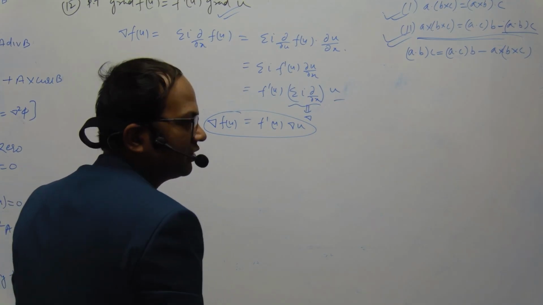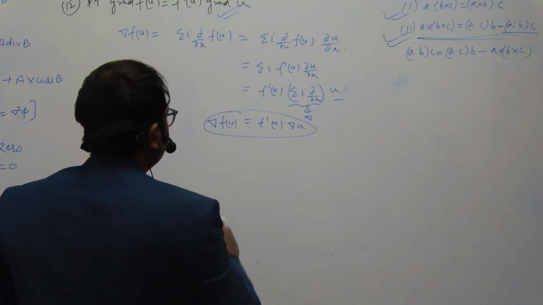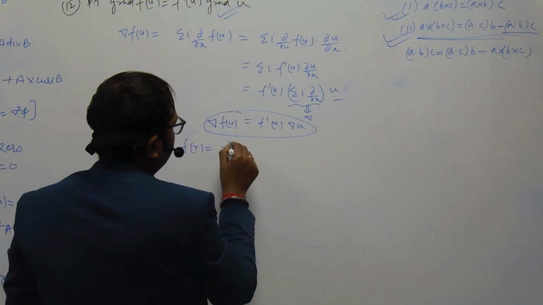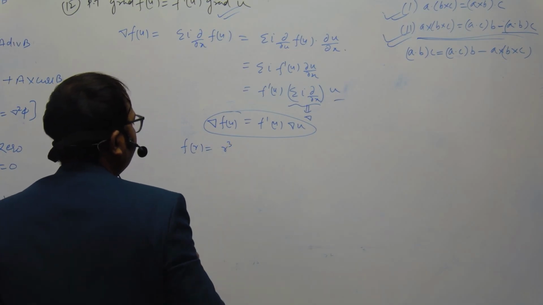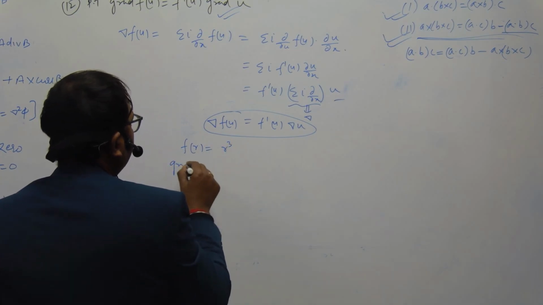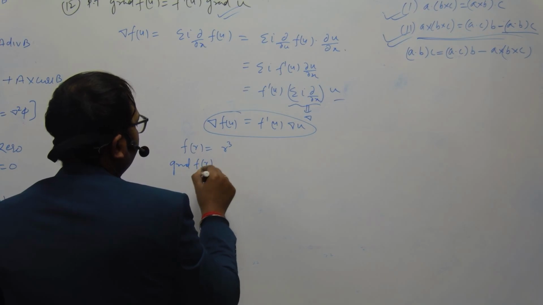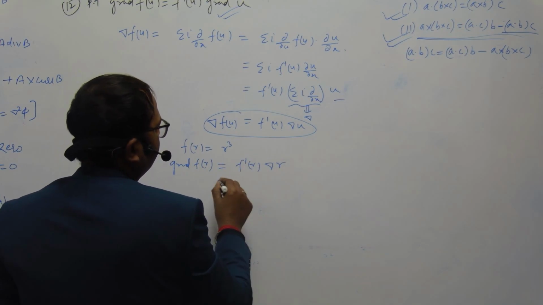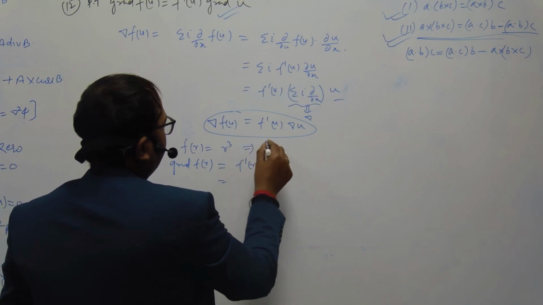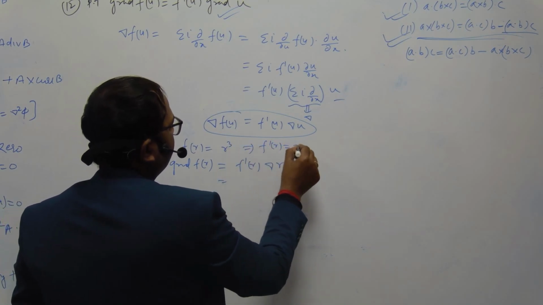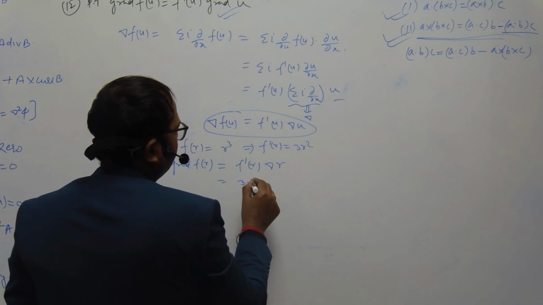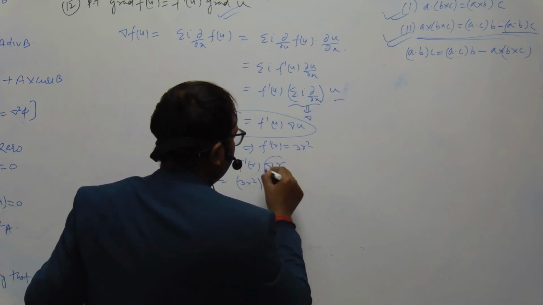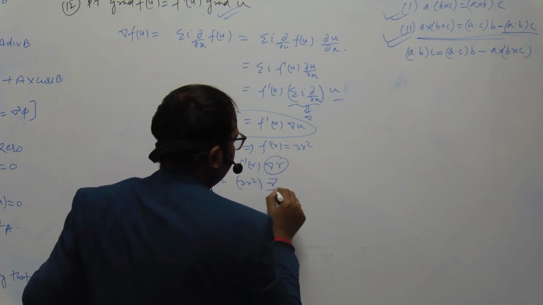Okay, so what is the application of this expression? Let us take f of r as r cube. Suppose we have to find gradient of f of r. This is nothing but f dash r into del of r. So from here we have f dash r as 3r square. So this is 3r square into, gradient of r is nothing but r vector upon r.